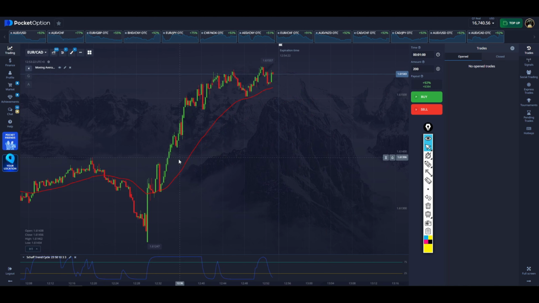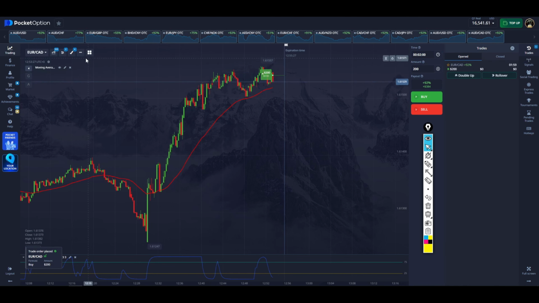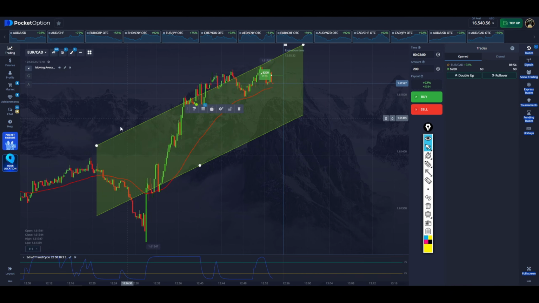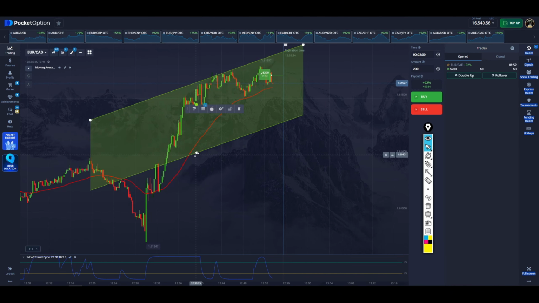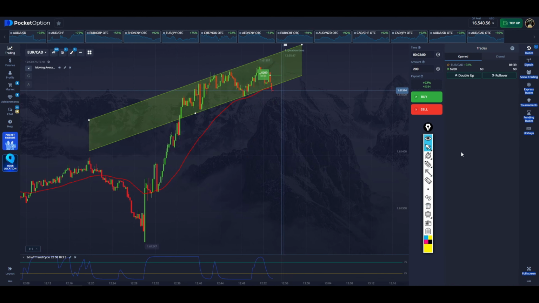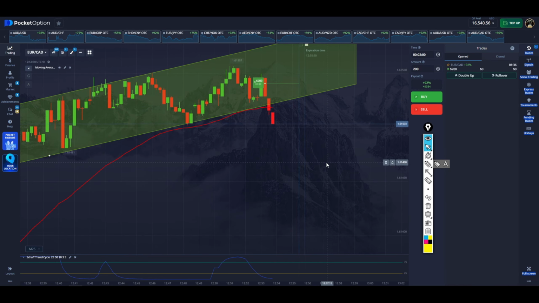I see an interesting setup on the Euro-CAD pair, and I enter a 2-minute trade for a call option. Let's break it down. First, I draw a trend channel. The trend is clearly bullish. Also, the Chande Trend Cycle is in the oversold zone, and we've got a bounce from the 50 period moving average. That's exactly why I decided to enter a buy here. However, I noticed the impulse is unfortunately moving against me, but there's still time until expiration, so let's see how this trade will close.